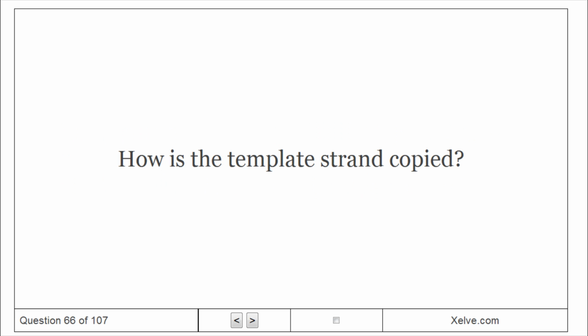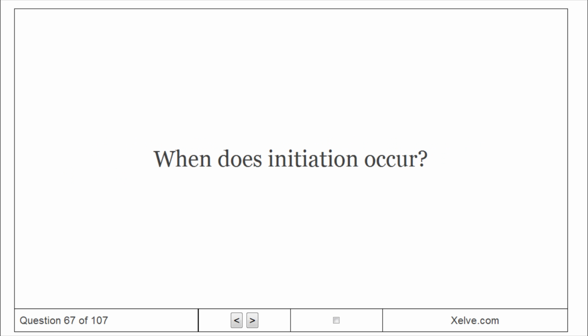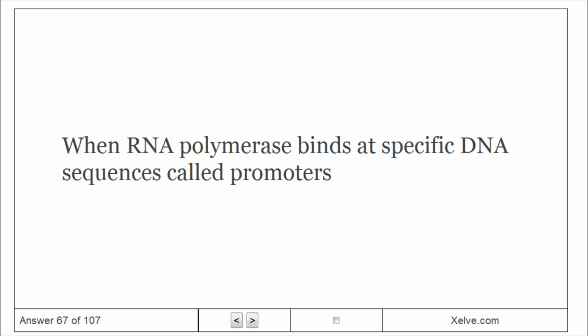How is the template strand copied? In 3'-5' direction, anti-parallel to the new RNA strand. When does initiation occur? When RNA polymerase binds at specific DNA sequences called promoters.